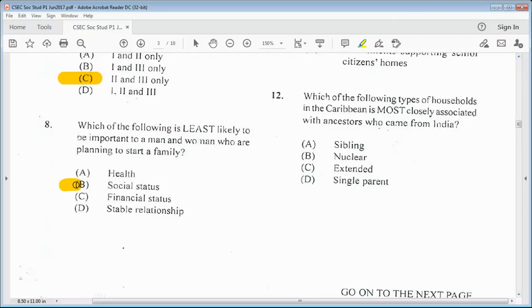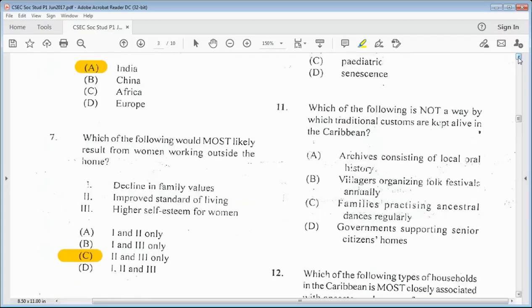So that is not necessarily important to those who are planning to start a family. That is not so important, but health, financial status, and a stable relationship are all very, very important. Let's move on to number 9.